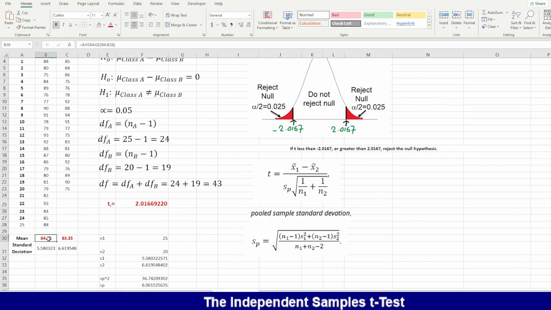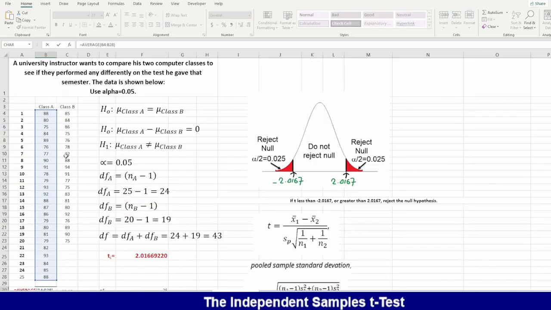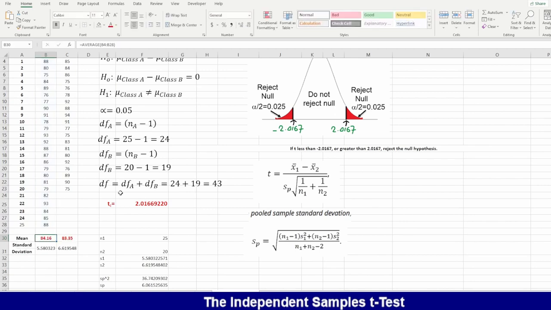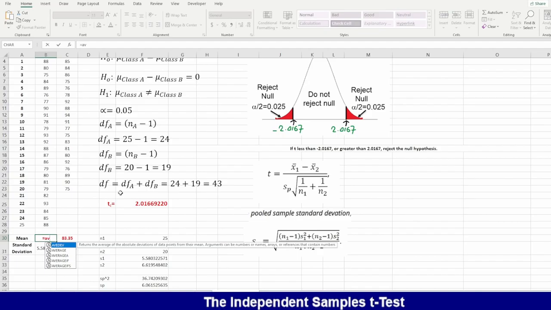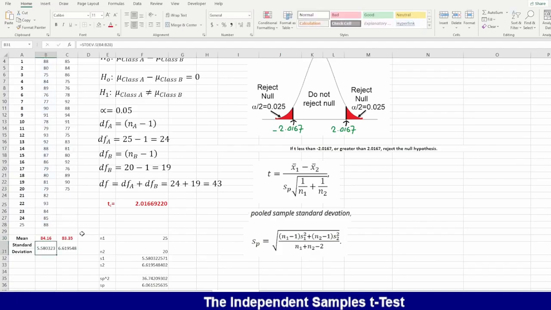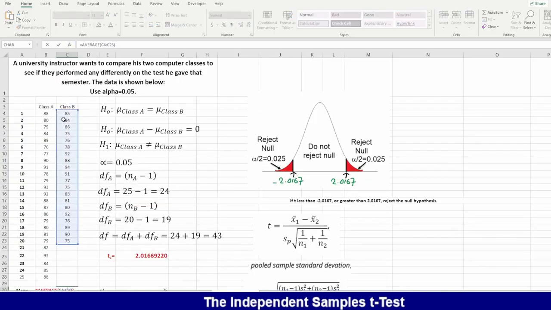First, I will calculate the average of class A. Type equals AVERAGE, then select my data, enter, and it gives me the result. I will do the same with class B.